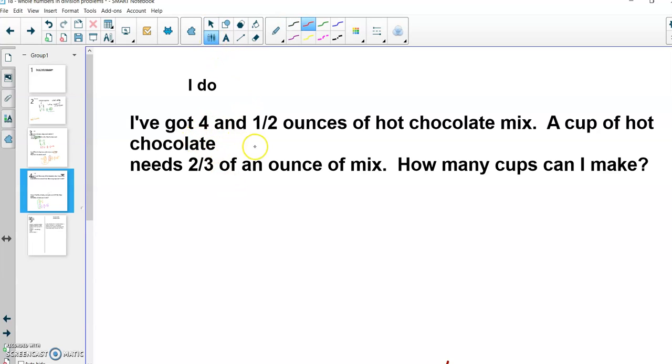So this one says I've got 4.5 ounces of hot chocolate mix. A cup of hot chocolate needs 2/3 of an ounce of mix. How many can I make? So this is a division problem because I've got some mix and I'm dividing it into groups. So what I want to do is divide these.